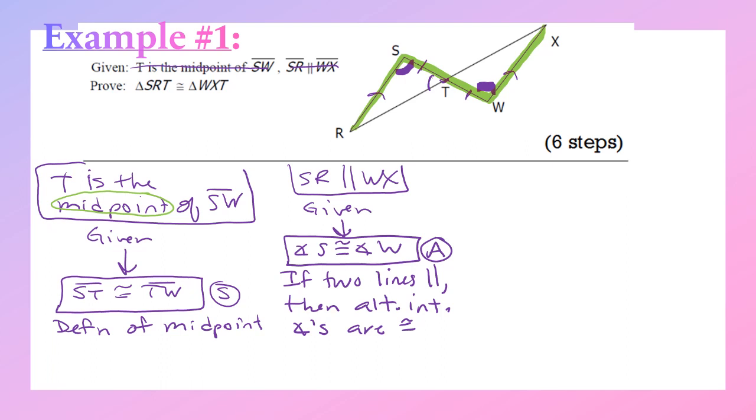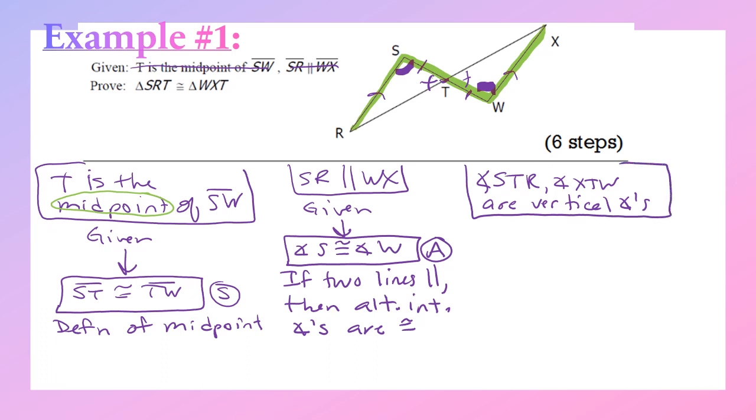I'm going to say that right here, this angle here is congruent to this angle here because they are vertical. So I can come down and say that angle STR and angle XTW are vertical angles. How do I know that? I know that because of the definition of vertical angles.